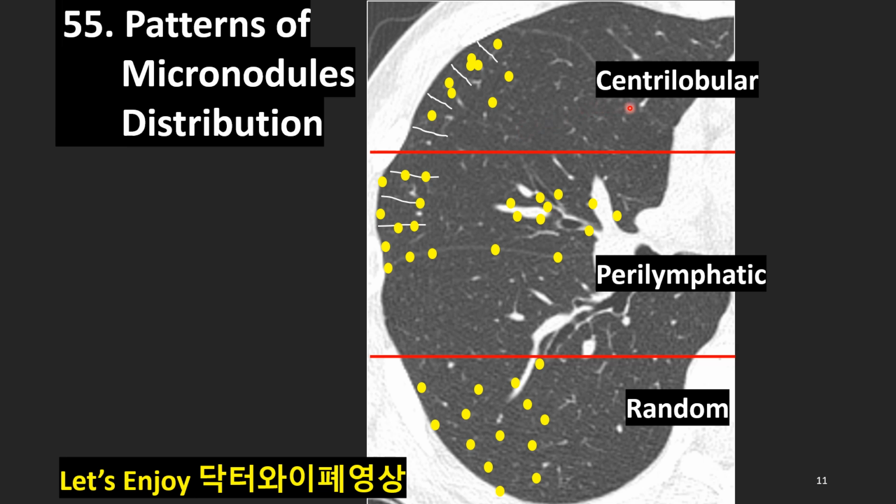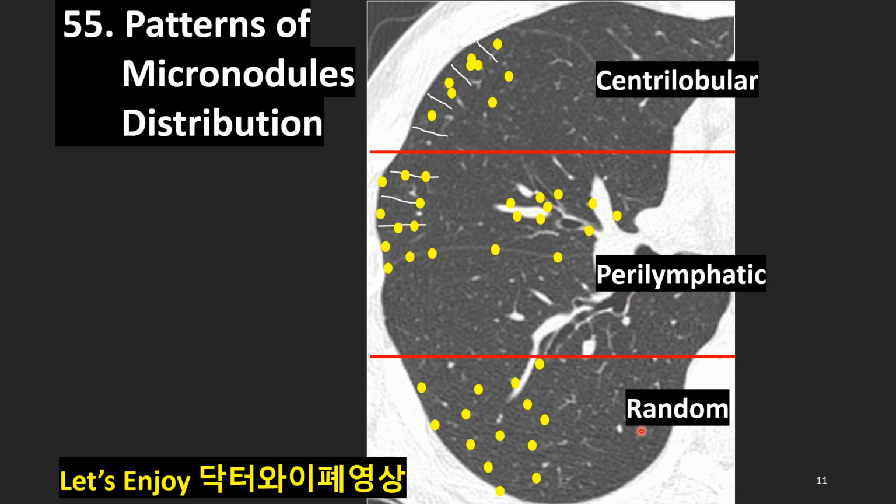Number one, the first one is centrilobular pattern. In the center of the lobule, there are nodules. They are centrilobular pattern. And second, perilymphatic pattern. In the septum, in the visceral pleura, in the fissure, in the bronchovascular bundle, they are perilymphatic distribution.